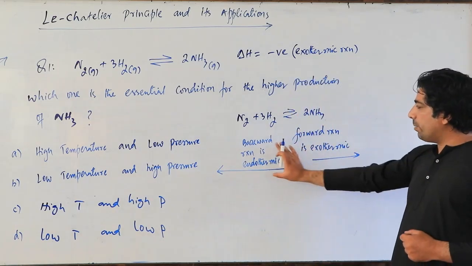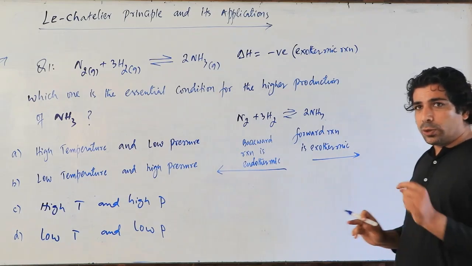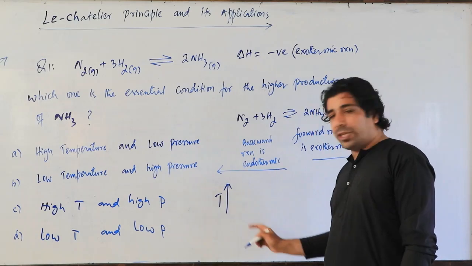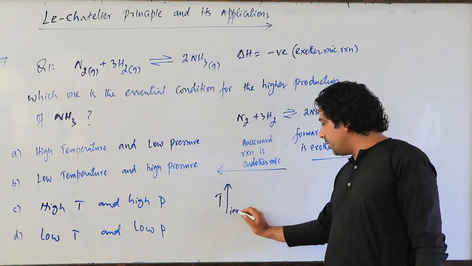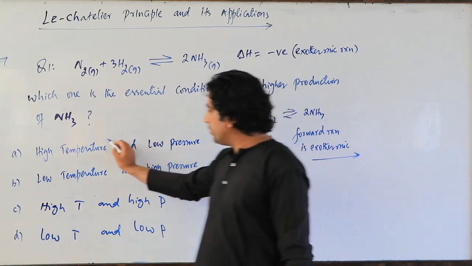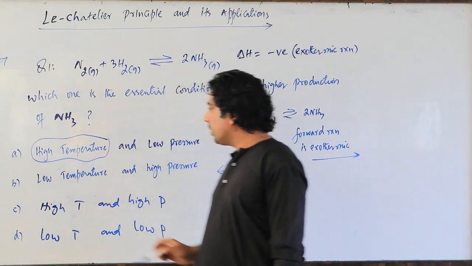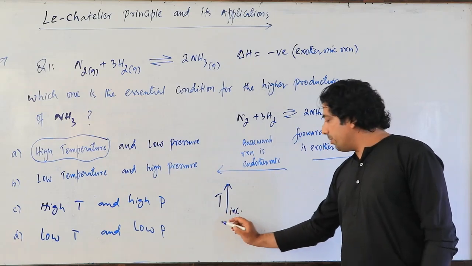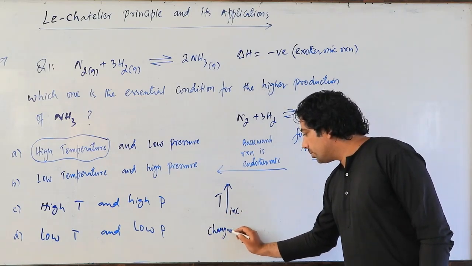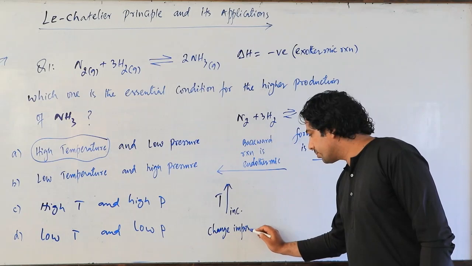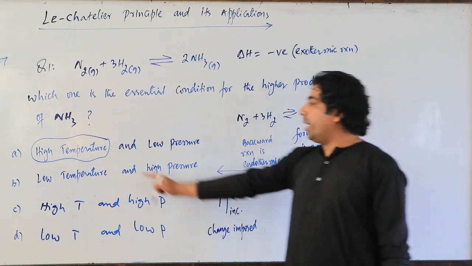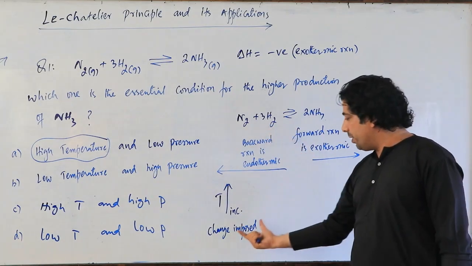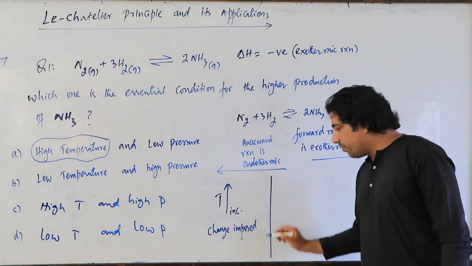Now forward reaction and backward reaction you are knowing, and I also told you last time about this factor. If you increase the temperature, change imposed, temperature is increased. Let's take on this factor, high temperature. If you increase the temperature, what should reaction do? This is the change imposed. So I am increasing the temperature for this reaction which is at equilibrium. So I have increased the temperature.